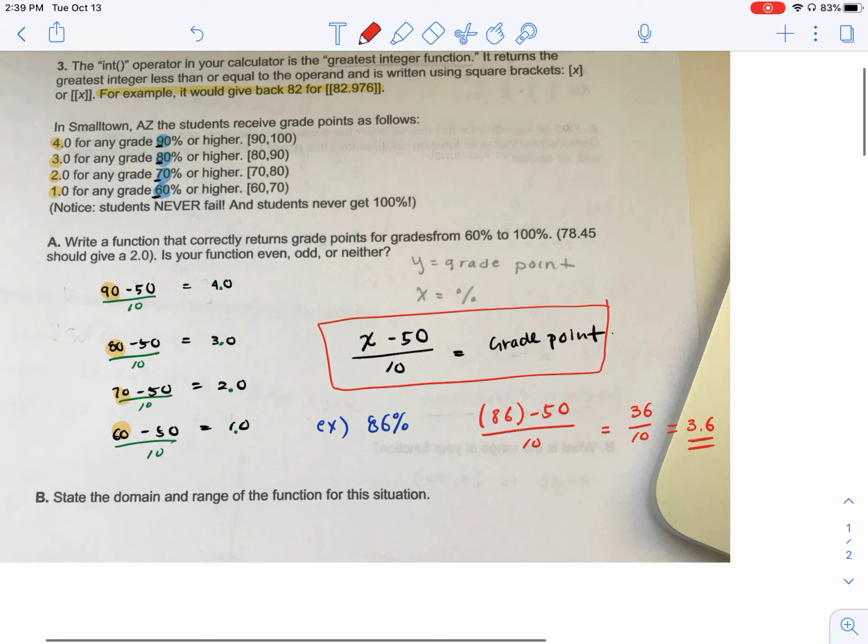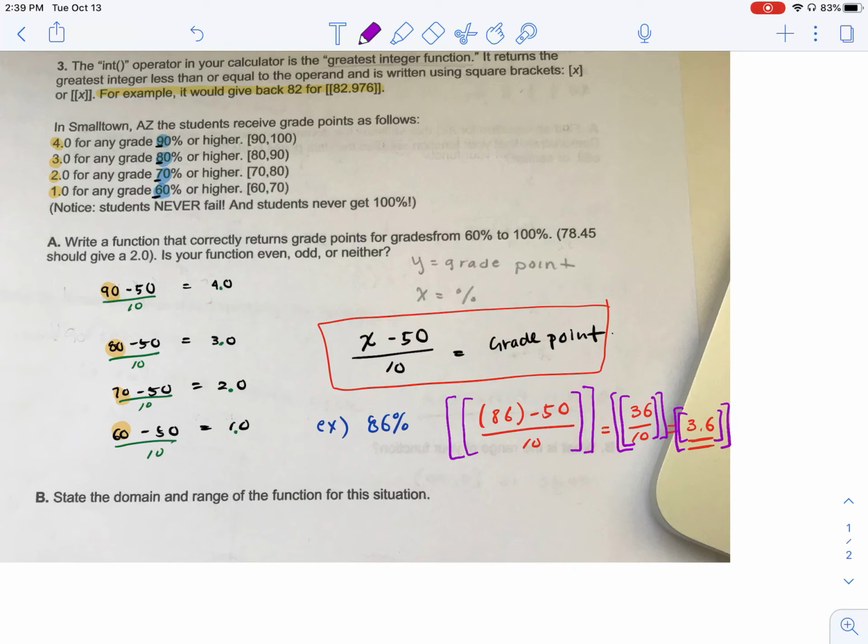But remember, when you get an 86% in your class, your grade point isn't 3.6. You're only supposed to get 3.0. So we only want the 3, we don't want the 0.6. So this is where we're going to use the greatest integer function, and we're going to round down and consider only the greatest integer. So we're going to adjust my formula. I want my formula to just have the greatest integer function bar, like this. So if I got the greatest integer of 3.6, the answer would be 3.